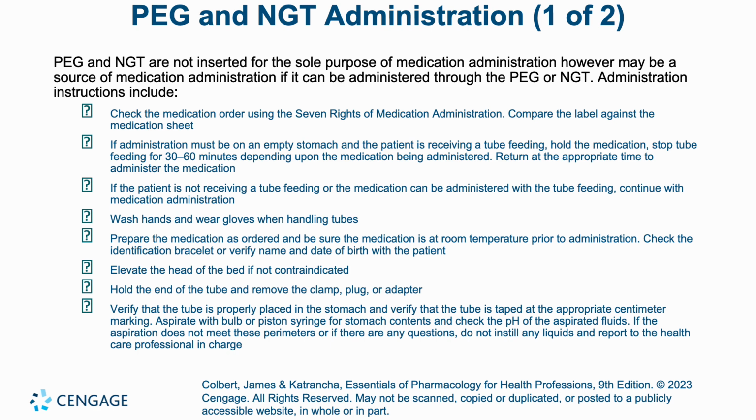Hold the end of the tube and remove the clamp, plug, or adapter. Verify that the tube is properly placed in the stomach and that the tube is taped at the appropriate centimeter marking. When you put an NG tube in, you mark in the chart that it's at 50 centimeters, let's say, and there are measurement markings on the tube. So you want to make sure it hasn't moved from where it's supposed to be. Aspirate with a bulb or piston syringe for stomach contents and check the pH of the aspirated fluids. It's not something we really do anymore to check the pH. And oftentimes, as long as we have confirmation that the tube's in the right place via x-ray, if it's an NG tube, we can give medication and food through that.